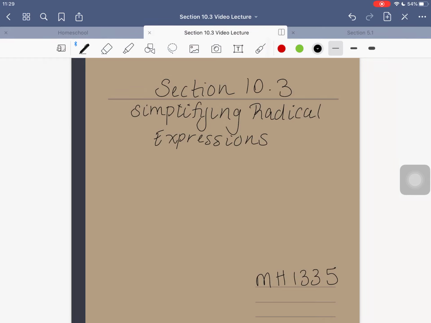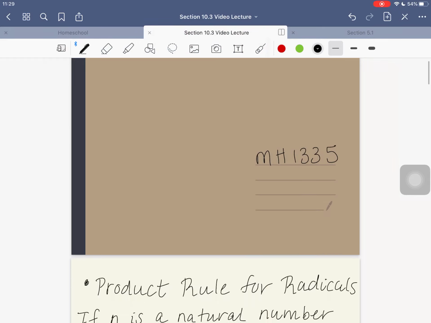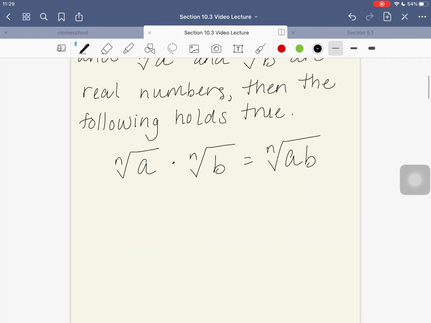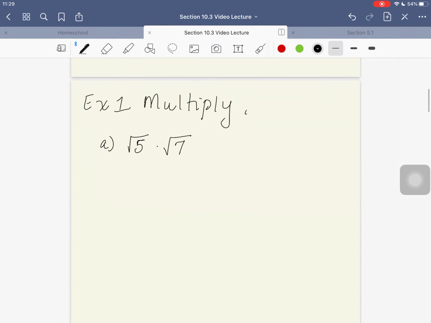Section 10.3, Simplifying Radical Expressions. All right, so the product rule for radicals states that the nth root of a times the nth root of b is equal to the nth root of a times b. For example, the square root of 5 times the square root of 7 is equal to the square root of 5 times 7, which is the square root of 35.